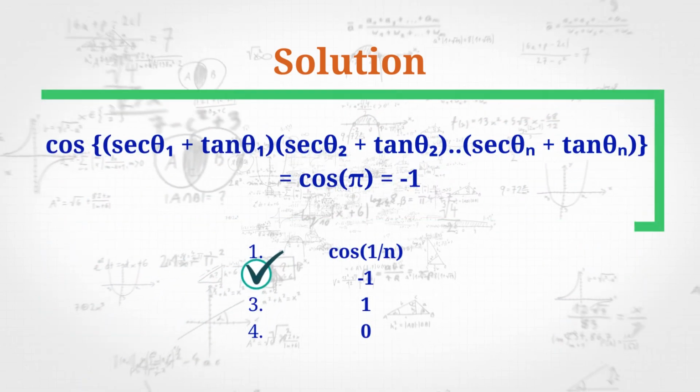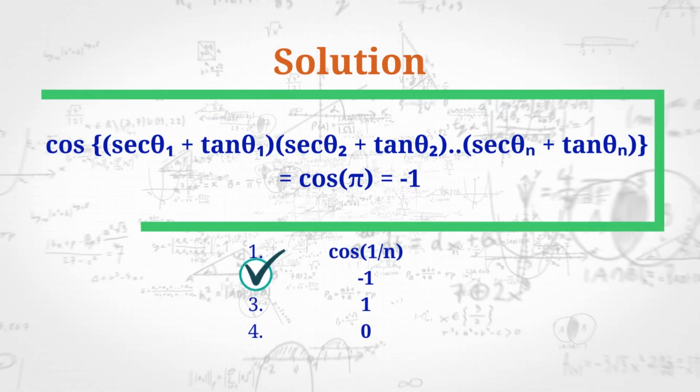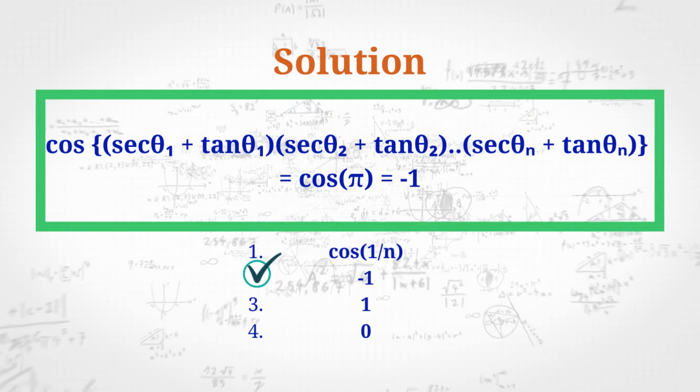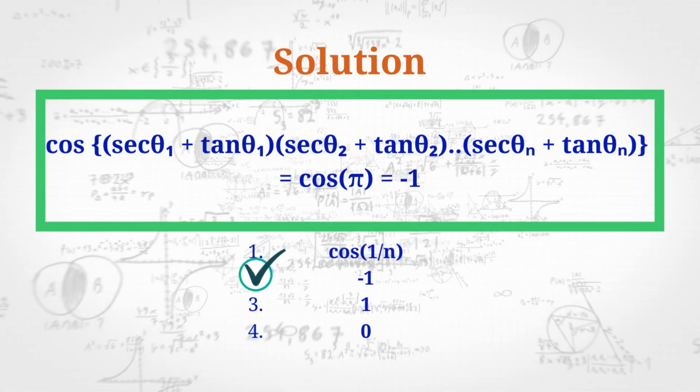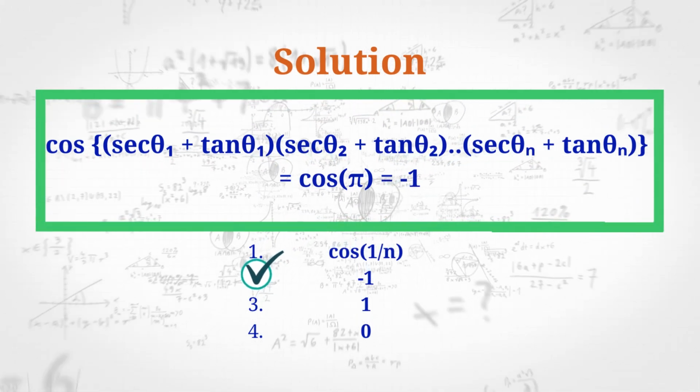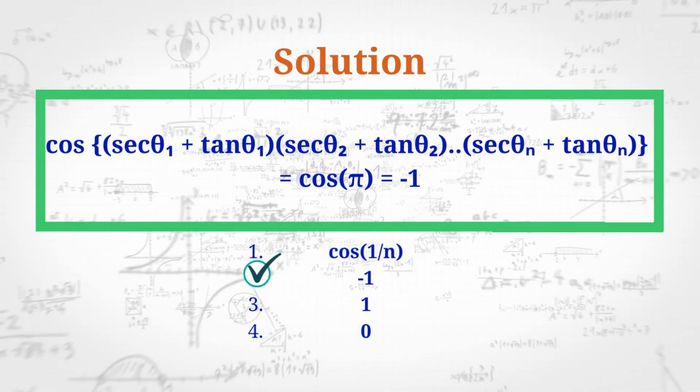And now what did we want to find out? We wanted to find out cos of this value that we just found. So we find out cos of pi, which is minus 1. Therefore, the correct answer is option 2.